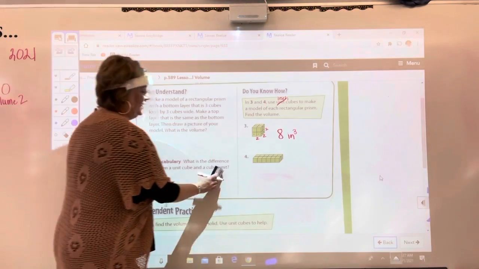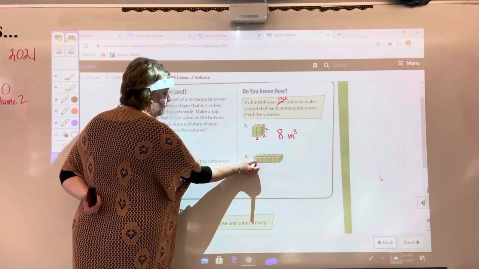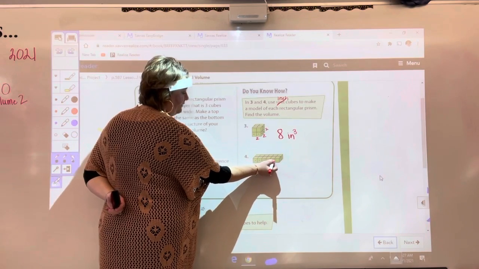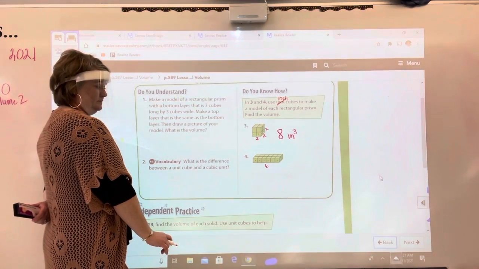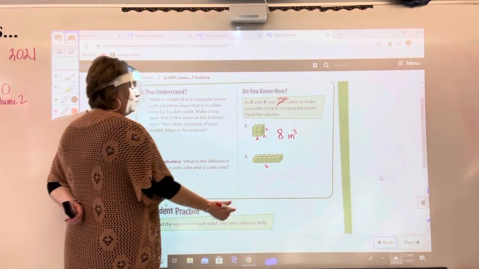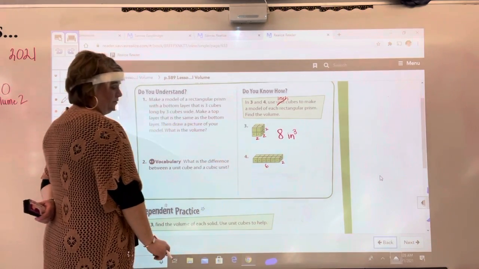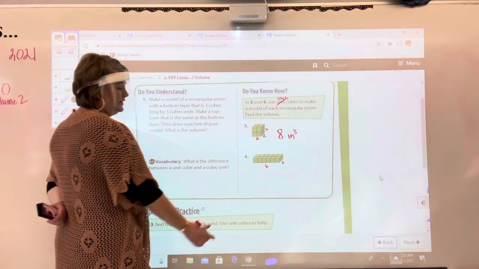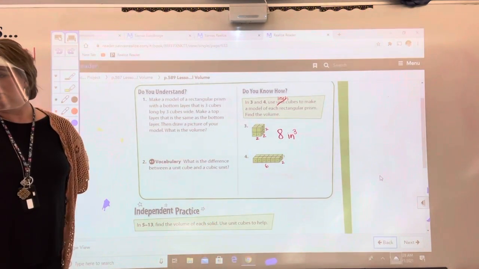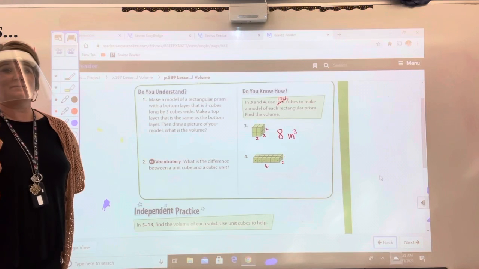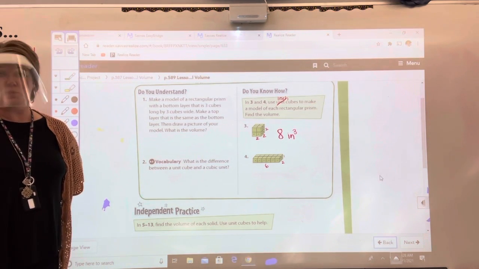Number 4. Let's figure out how long it is. So let's put dots in it and count with me. 1, 2, 3, 4, 5, 6. Now stop because that's the front. Now we got to figure out how wide it is. 1, 2. Now we got to figure out how tall it is. 1. It's just 1 tall. So 6 times 2 would be 12. Times 1 would be 12.